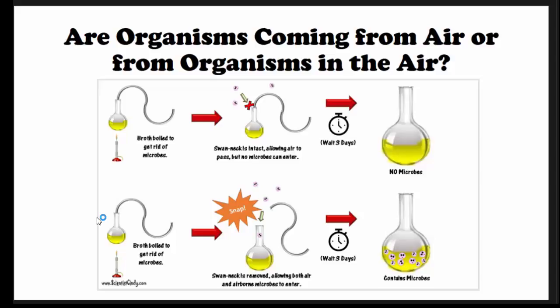So first the broth was boiled to make sure that there were no microbes existing in the broth at the beginning of the experiment. Then the swan-necked flask was allowed to incubate. Some were intact, only allowing air, or pneuma, to pass through, but microbes would not be able to enter. In other examples, the swan-necked flask would be removed, allowing both air and any airborne microbes to enter the broth.